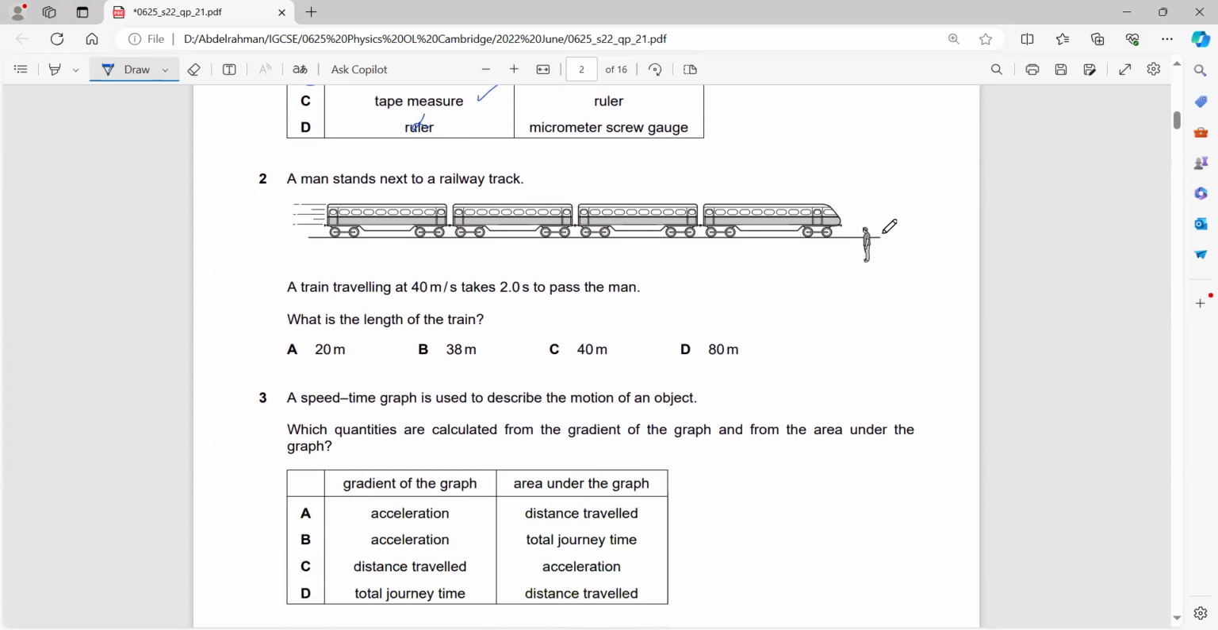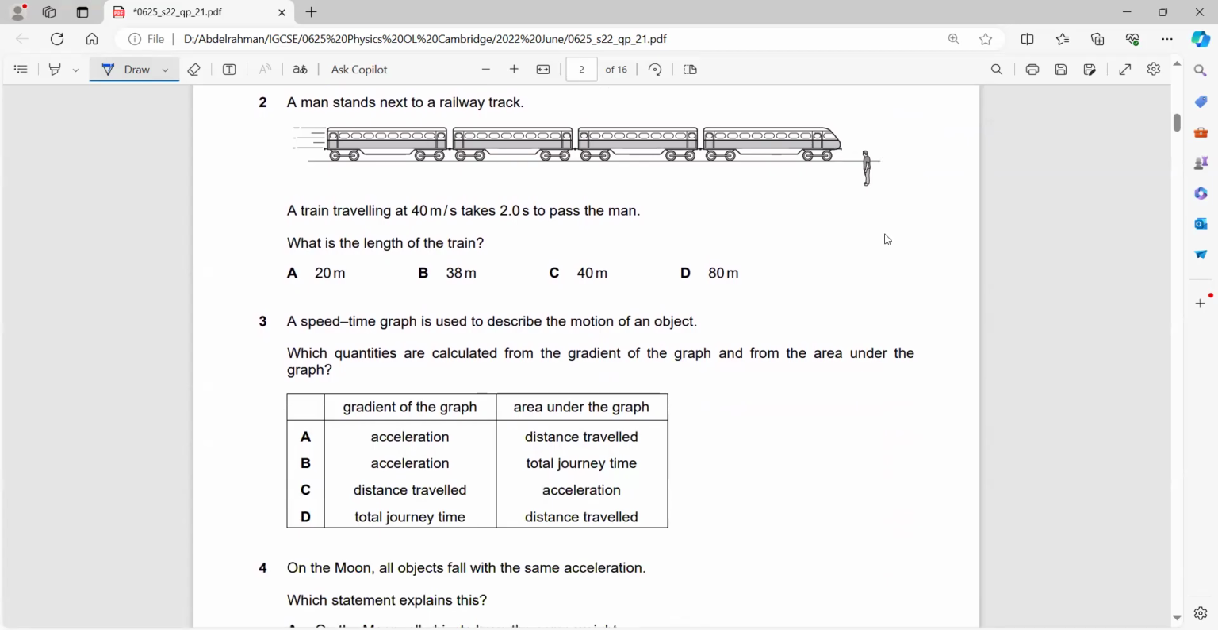Question 2, this is an extremely easy question. What's the length of the train? How can I find the distance? Distance equals speed times time. 40 times 2, 80 meters.